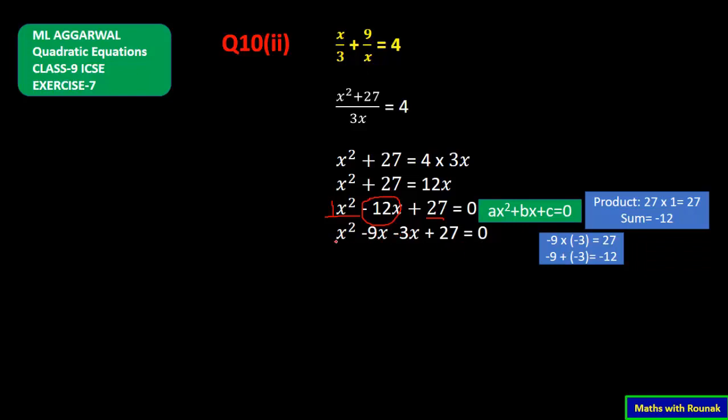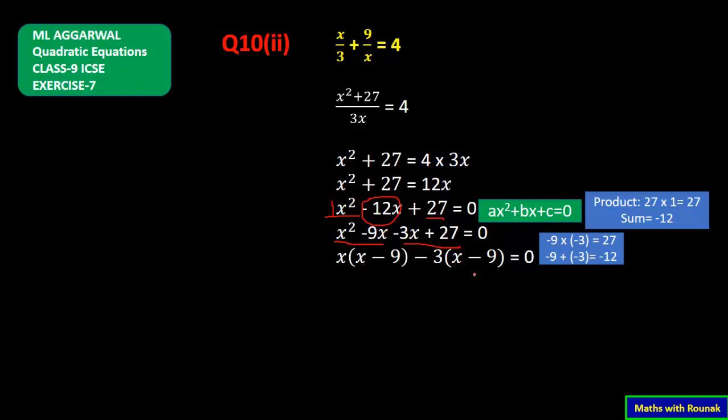We can take x common from x square and 9x, and we can take minus 3 common from minus 3x plus 27. After factorizing, we will get the result as x in bracket x minus 9 minus 3 in bracket x minus 9 is equal to 0. If we take x common from x square minus 9x, we will be left with x minus 9, and if we take minus 3 common from minus 3x plus 27, we will be left with x minus 9.